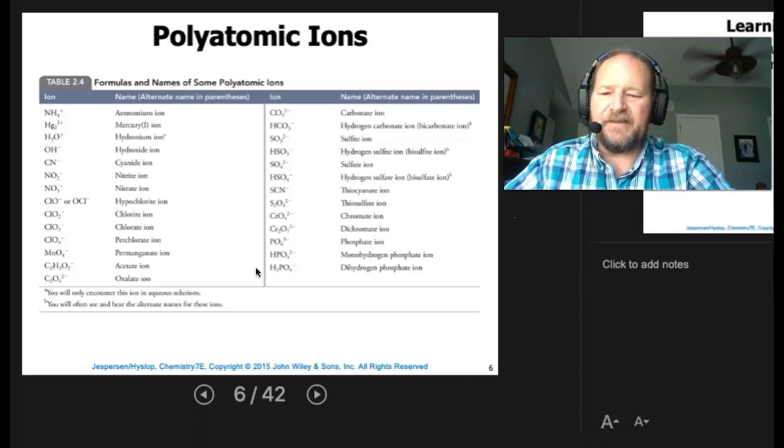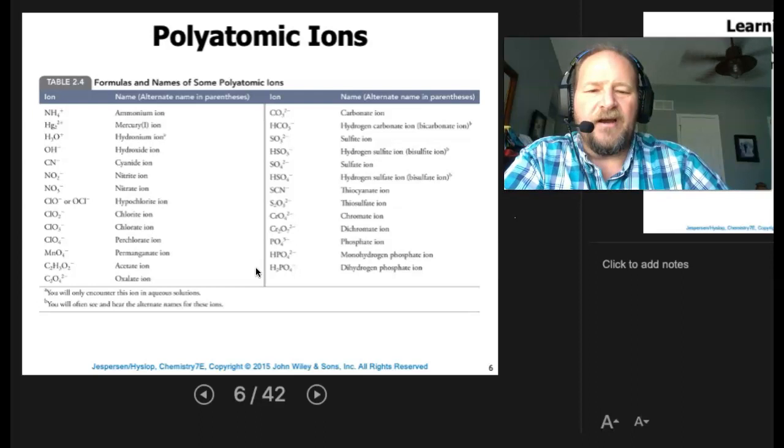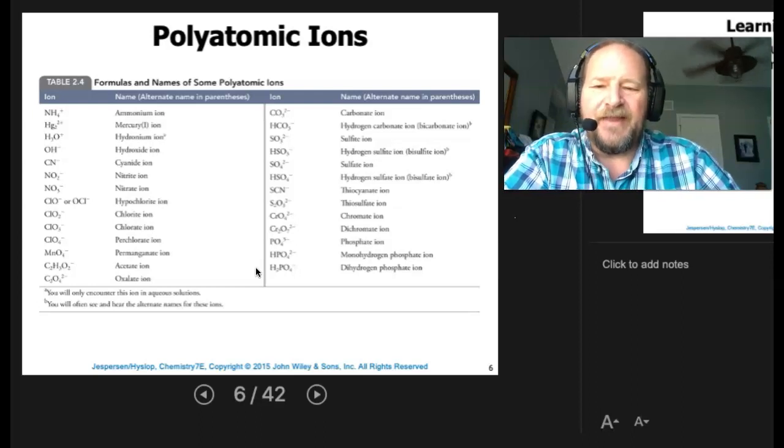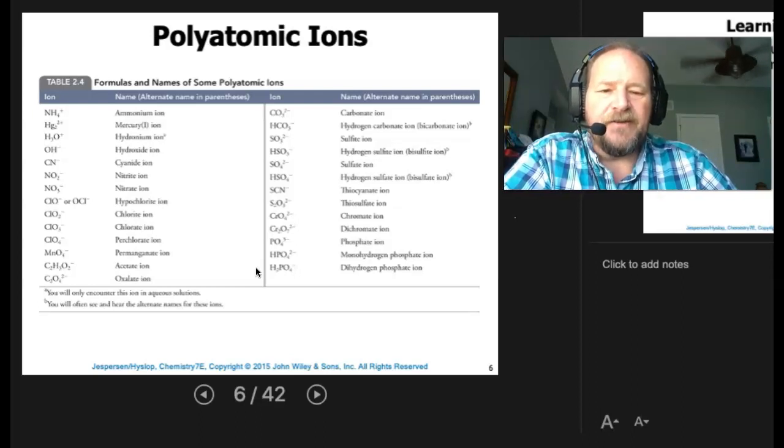So for exams and things of that nature, naming, you want to make sure you have a good grip on that sheet. And they're all, like I said, common ones: sulfate, sulfite, phosphate, phosphite, some of the most popular polyatomic ions.